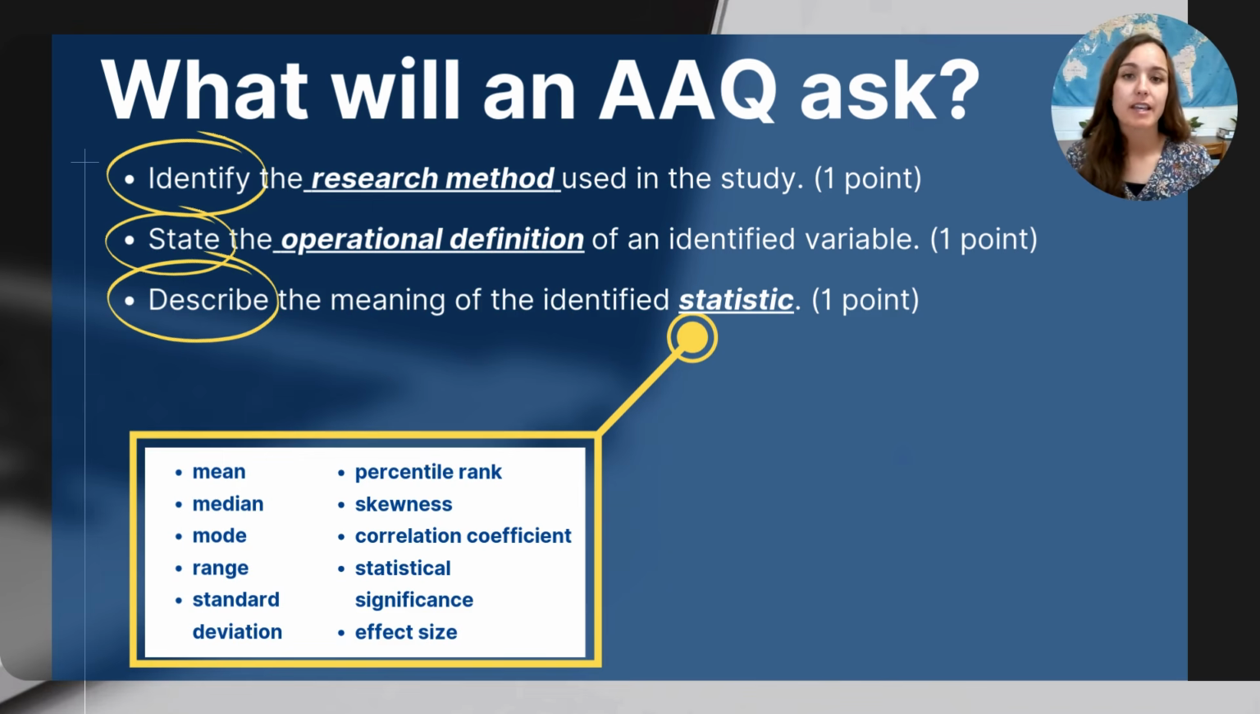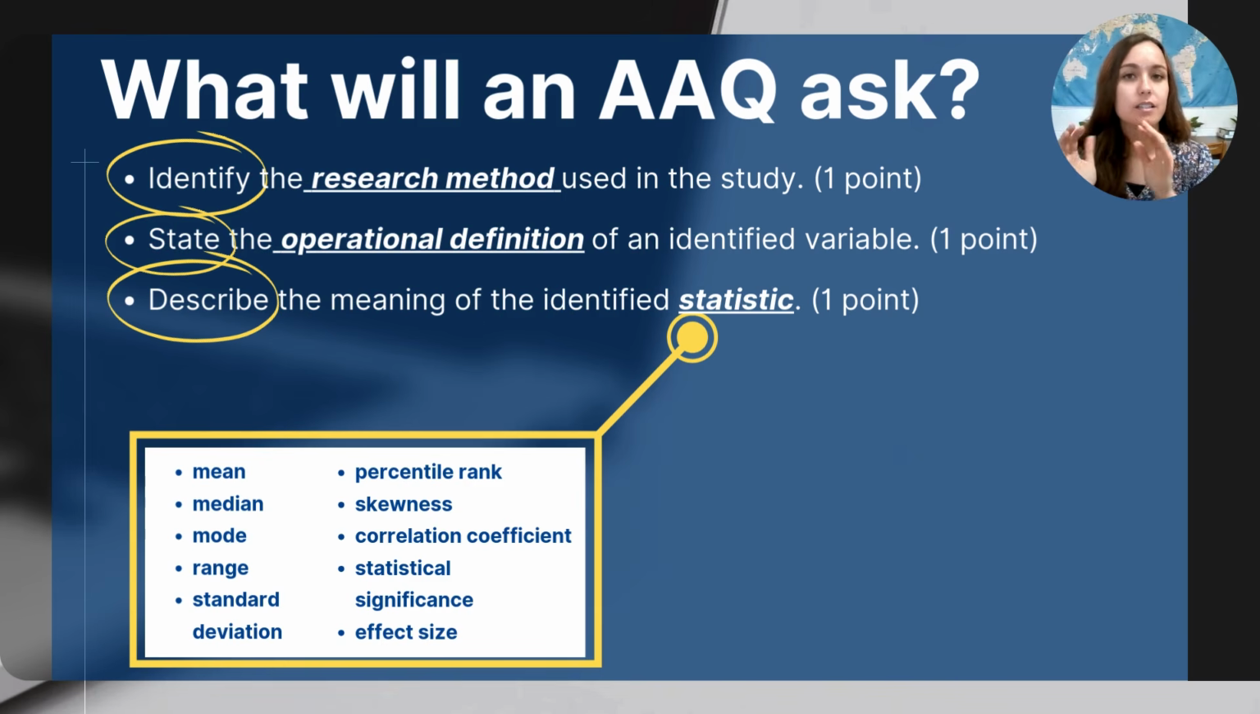The third task in the AAQ will be to describe the meaning of an identified statistic. And in the research study that you read, you will be presented with data that they have collected. And it could be in the form of mean, median, mode, range, standard deviation, percentile rank, skewness, correlation coefficients, statistical significance, or even effect size. And you'll need to share what that statistic means in relation to the study.